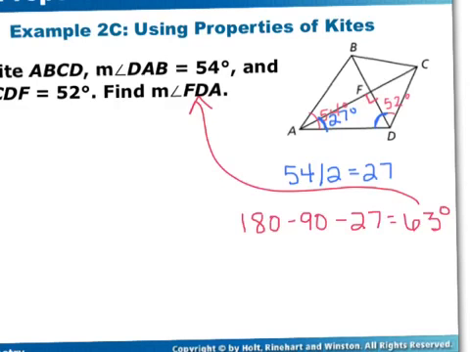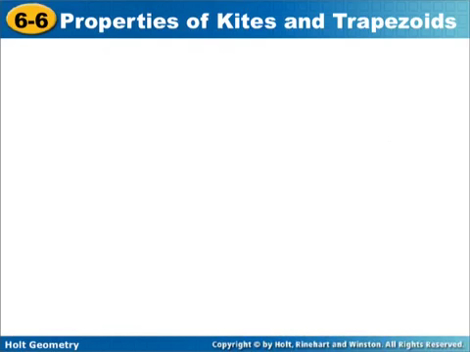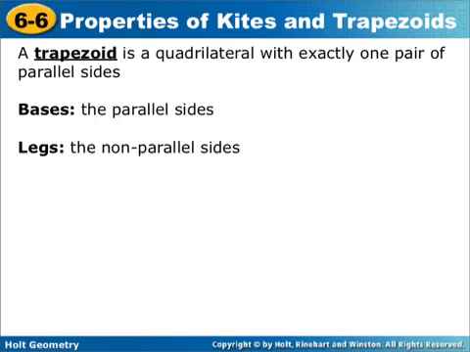Okay, enough about kites. On to trapezoids. A trapezoid is a quadrilateral with exactly one pair of parallel sides. Okay, so a parallelogram had two pairs. Trapezoid has one pair. And we have different names for the sets of sides. So in a trapezoid, you're going to have one pair of sides that's parallel, one pair that's not. The bases are the sides that are parallel, and the legs are the sides that are not parallel.